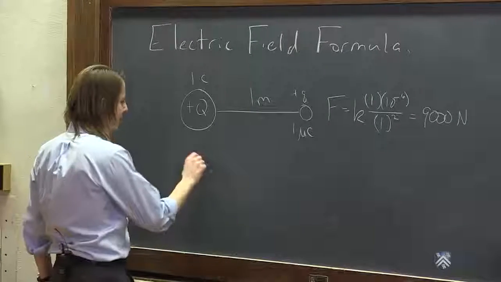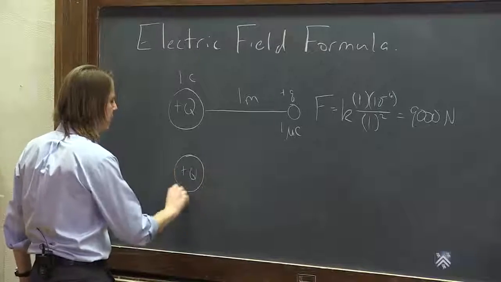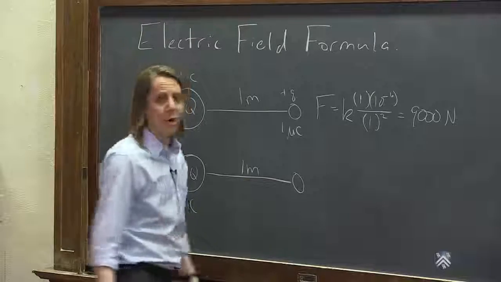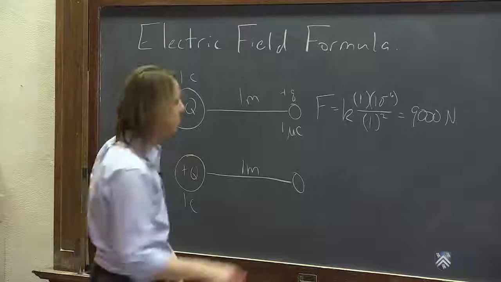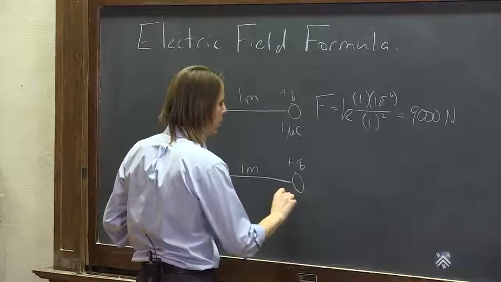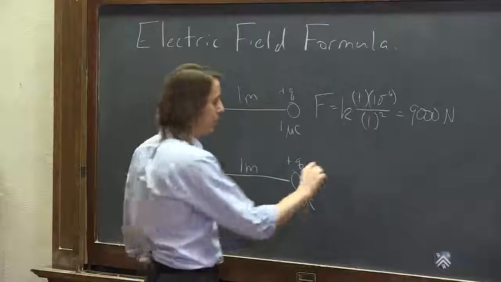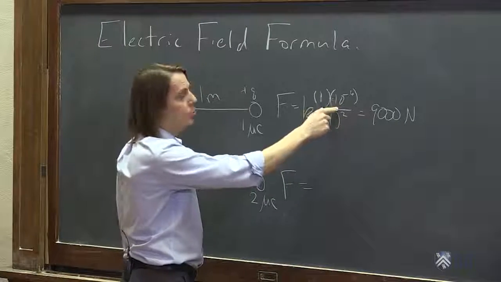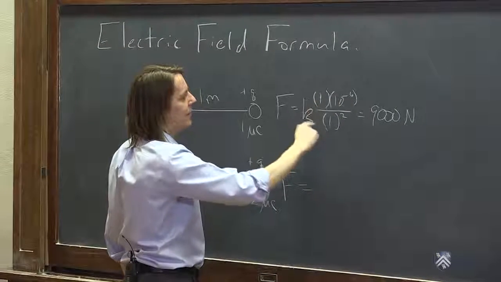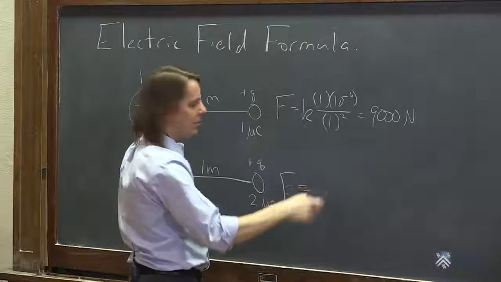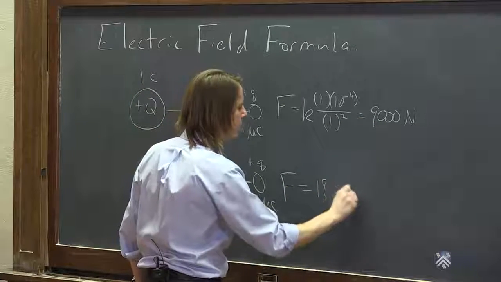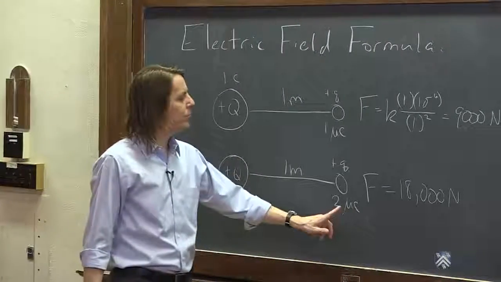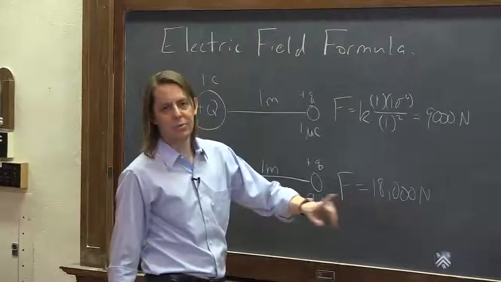Now, what if we did this? What if we had our plus Q here, it's still a coulomb, and a meter away, we brought in another small q, but this time we made it 2 microcoulombs. Well, the force would be the same thing. All we did was double little q, so it's 2 times 10 to the minus 6. Everything else is the same. We're just going to double this, right? We're going to get 18,000 newtons. And we could keep going. If we put 3 microcoulombs there, we would get 27,000 newtons.